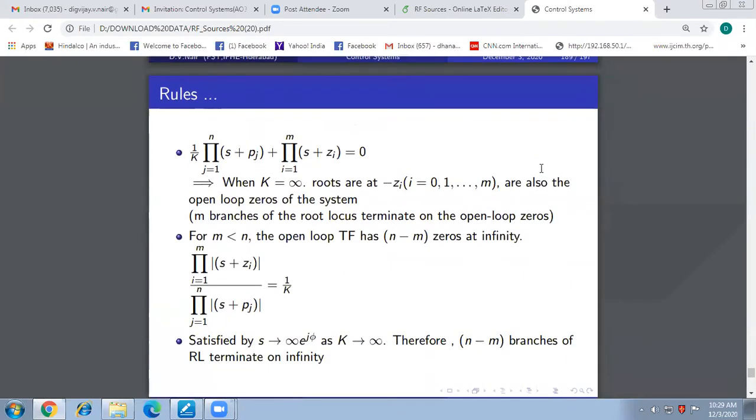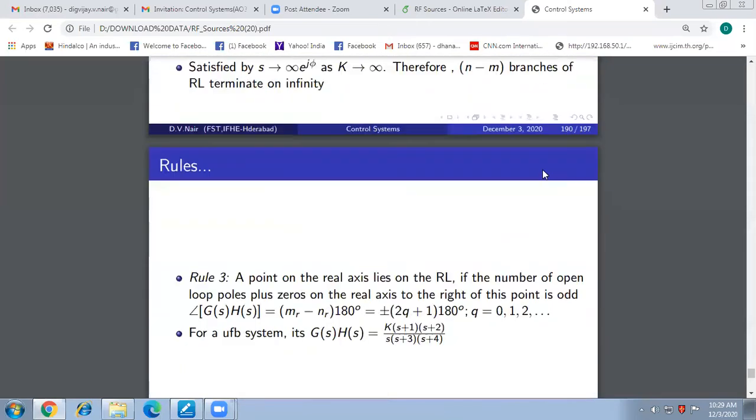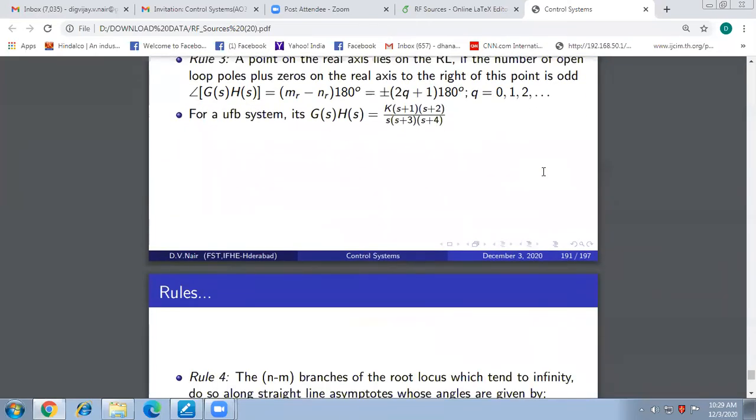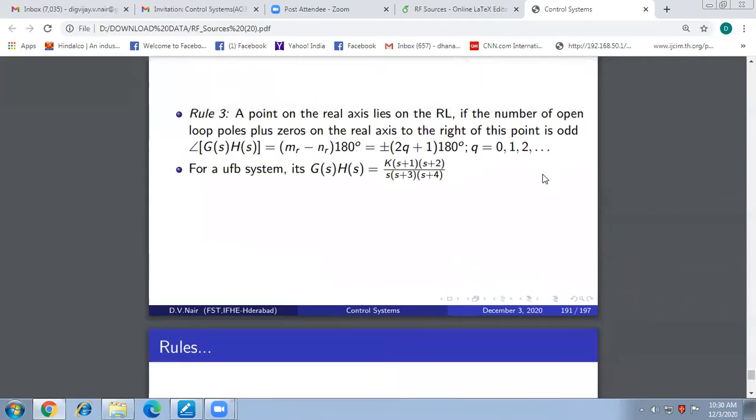the n minus m branches proceed to infinity where they meet open loop zeros. So how many open loop zeros are present at infinity, Ben? N minus m, sir. N minus m open loop zeros are present at infinity, because we know that branches will terminate only at open loop zeros, but the finite open loop zeros, which are m, are fewer than the number of branches, so the rest of the branches, n minus m, proceed towards infinity because open loop zeros are lying there at infinity. Good.